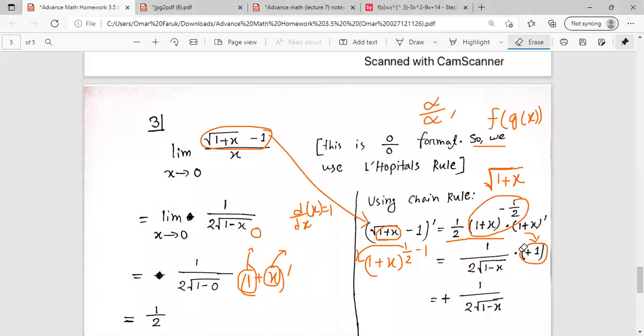So we just write it this way, okay? Guys, can you understand this simplified form? 1 plus x to the power minus 1 by 2 means 1 by root over 1 plus x. And this 2 is for this 1 by 2.